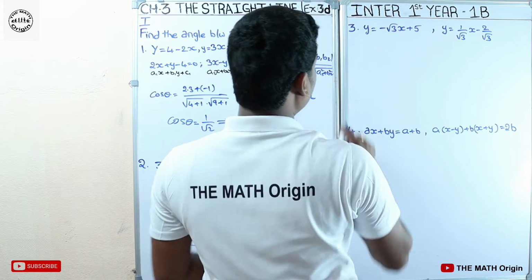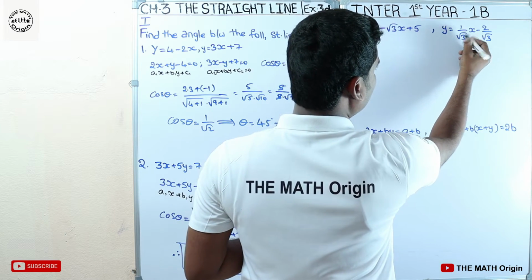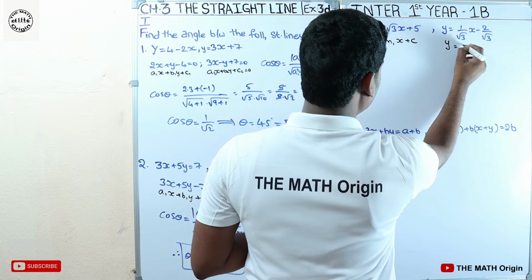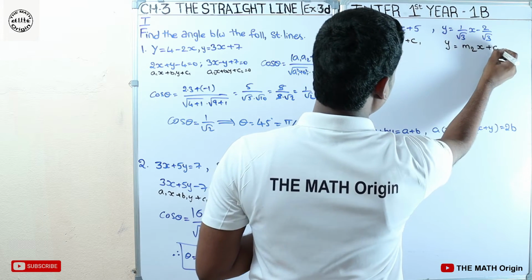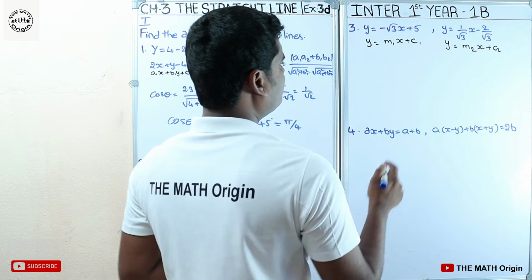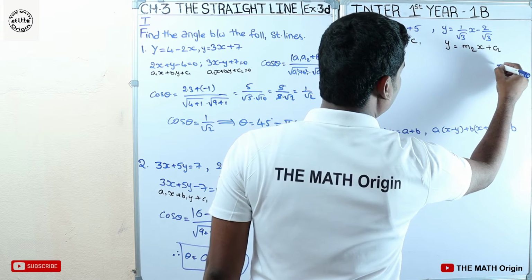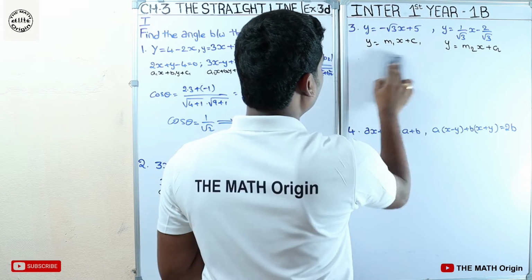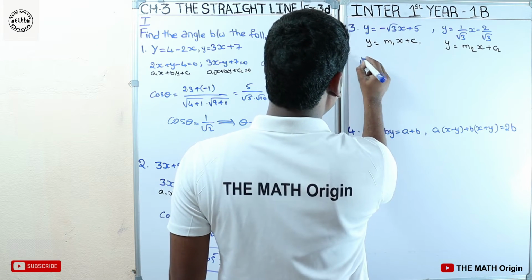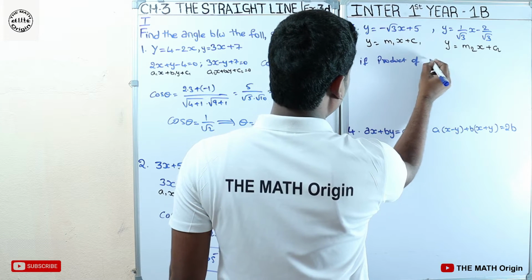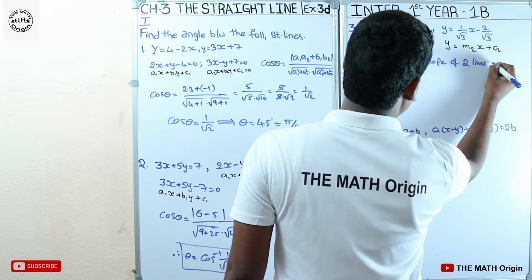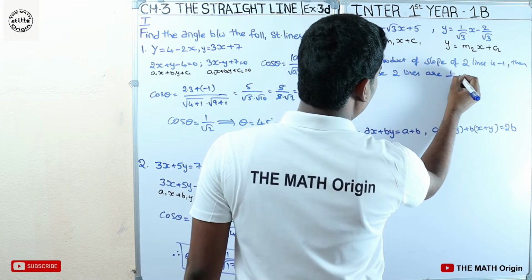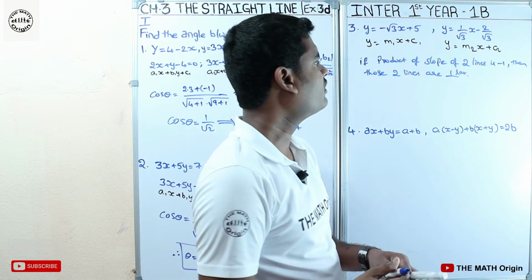Now third question. If you see here, y is equal to minus root 3x plus 5, y is equal to 1 by root 3x minus 2 by root 3. Okay, if you see, this is in the form y is equal to m1x plus c, some constant. This is also the same, m2x plus c. Yeah, I can say c1, c2. So if you remember earlier, if the product of the slopes of two lines is minus 1, then those two lines are perpendicular.